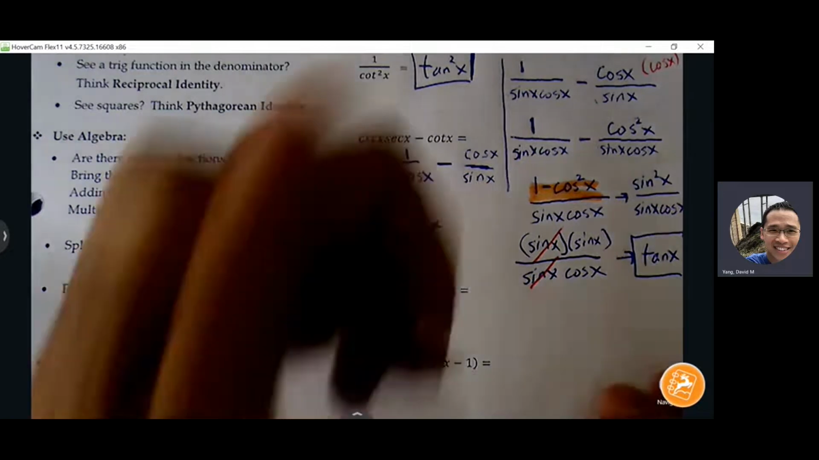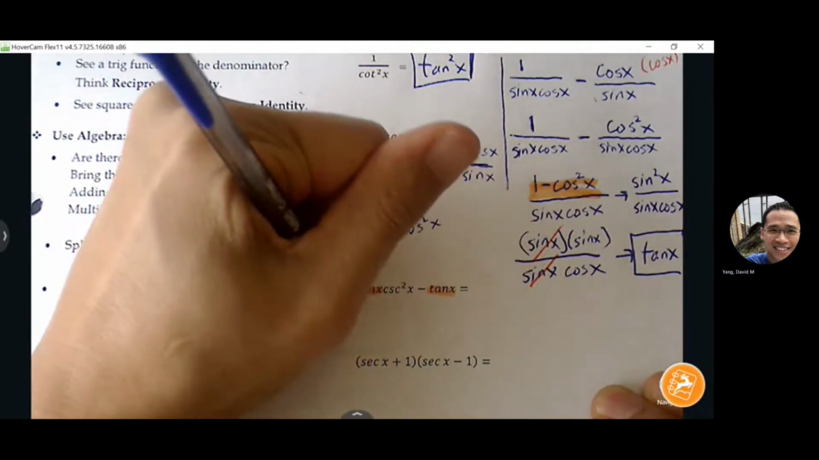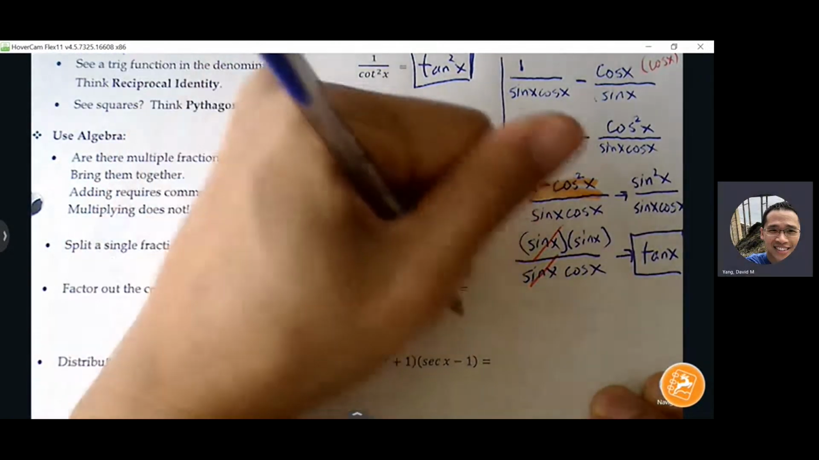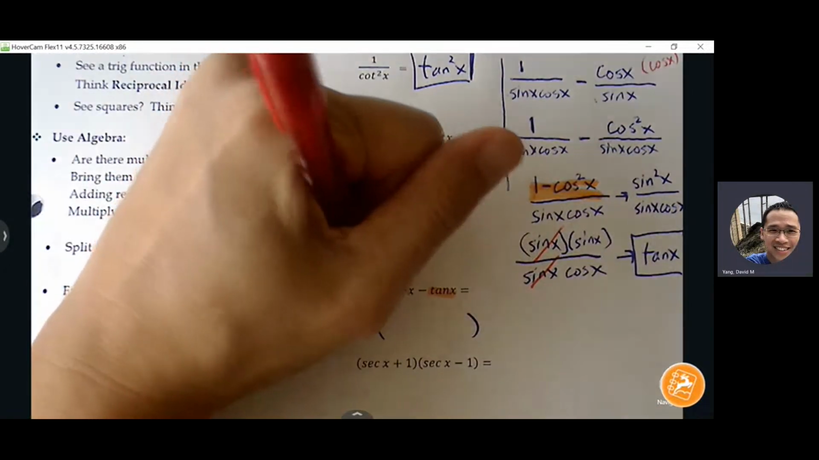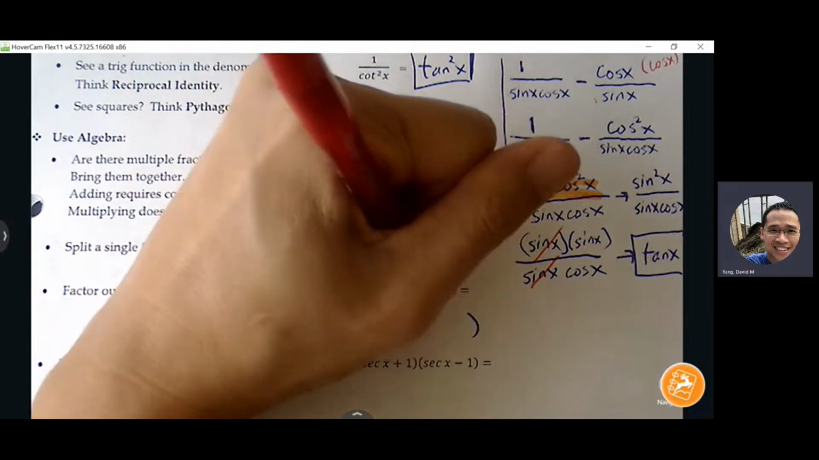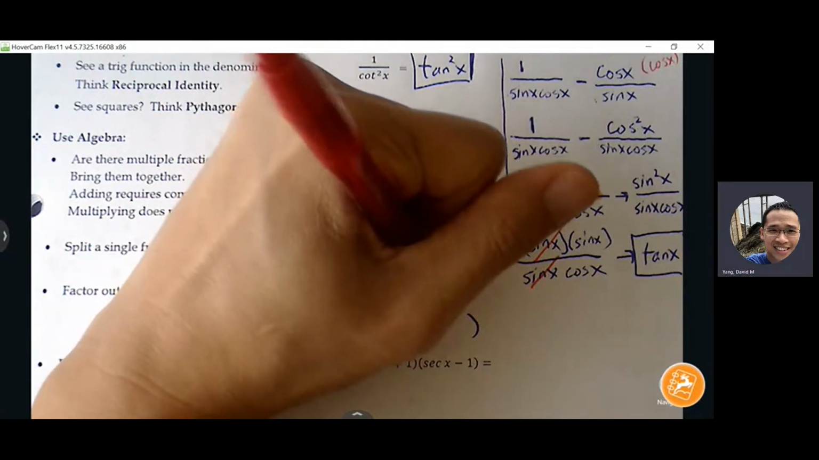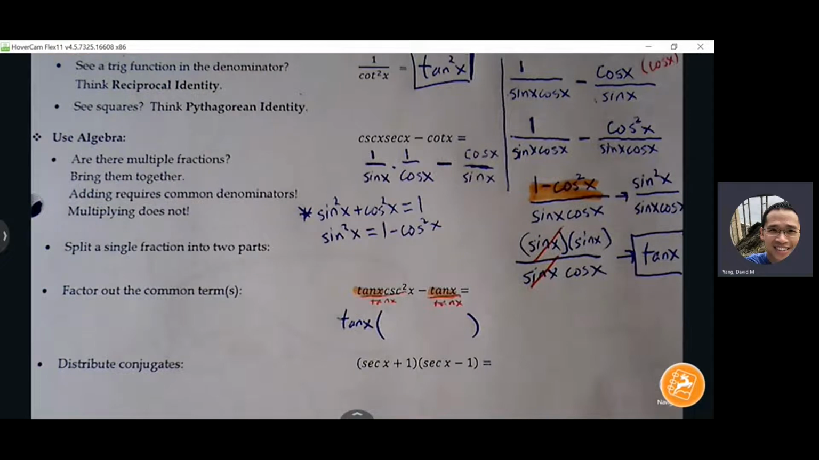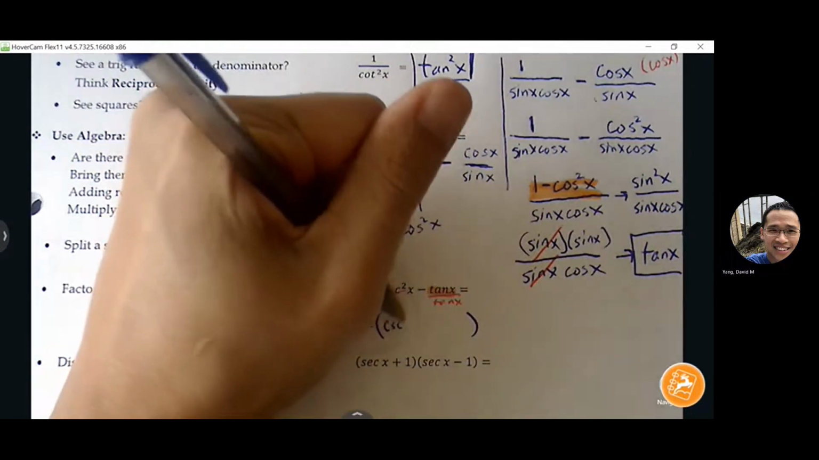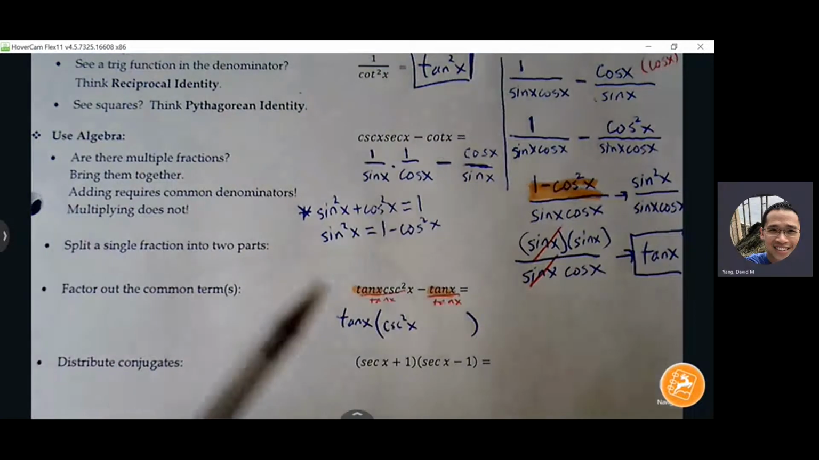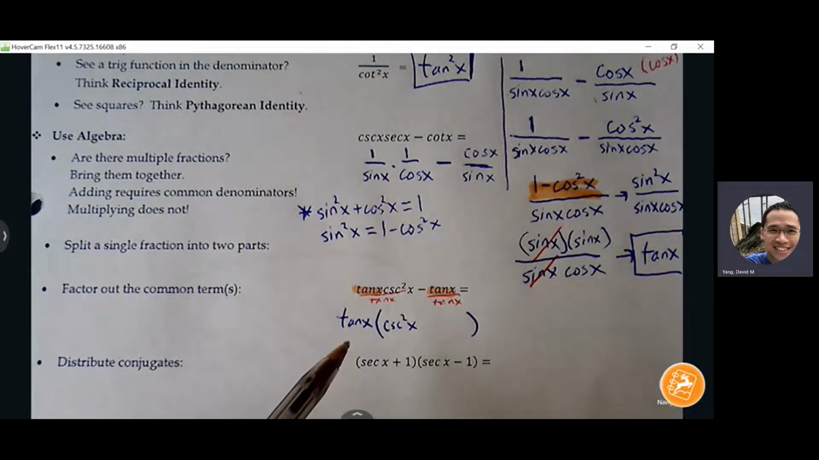So I can factor a tangent of x out, which really means I'm dividing the tangent out. So you think of it as dividing by tangent x from both terms. And whatever is left over will go inside the parentheses. So if I take out a tangent of x from the first expression, what's left? If I divide out a tangent x, what's left?